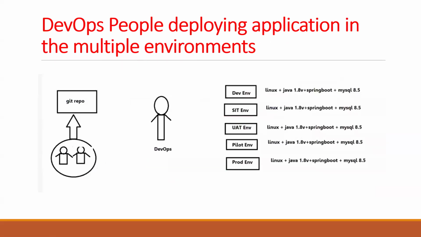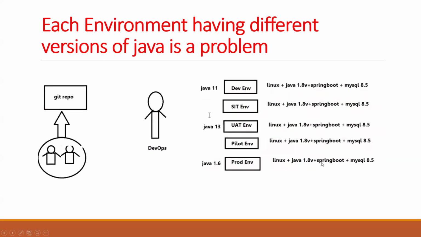Right. So DevOps people deploy the application in multiple environments. What are those environments? Dev, SIT, UAT, pilot, prod. The DevOps guy sets up Java 1.8, Spring Boot 2.5, MySQL 8.5. Each environment having different versions of Java is a problem. Here they are using Java 11, here Java 13, here Java 1.6.